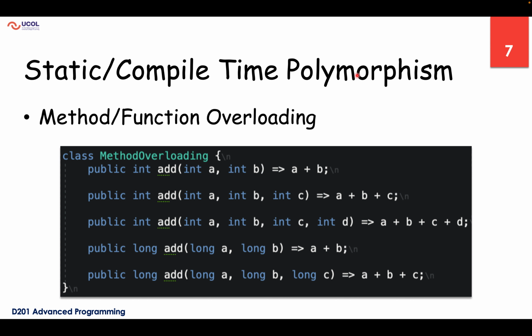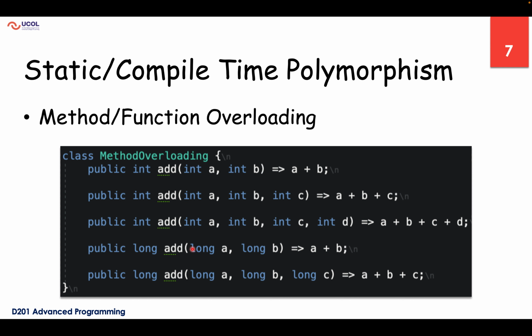Static or the compile time polymorphism. So method functions, as you know, we can define methods which have the same name but must have a different number of parameters or different types of parameters. For example, here we have int a, int b, and here we have long a and long b. So two parameters, but they have different types.